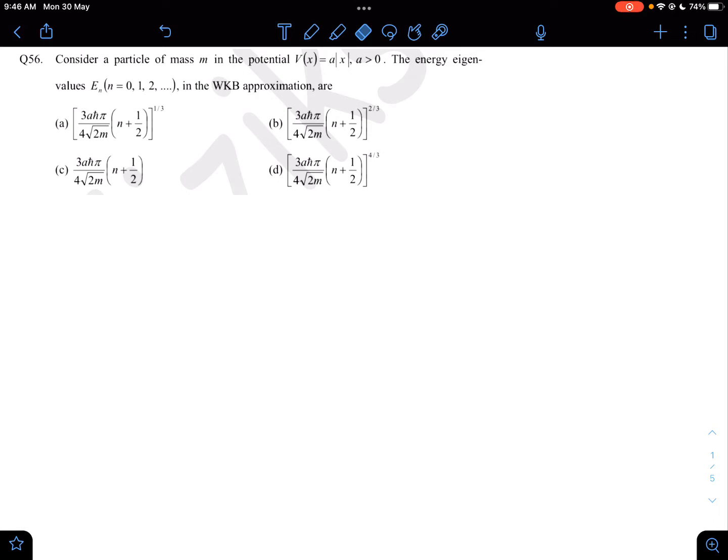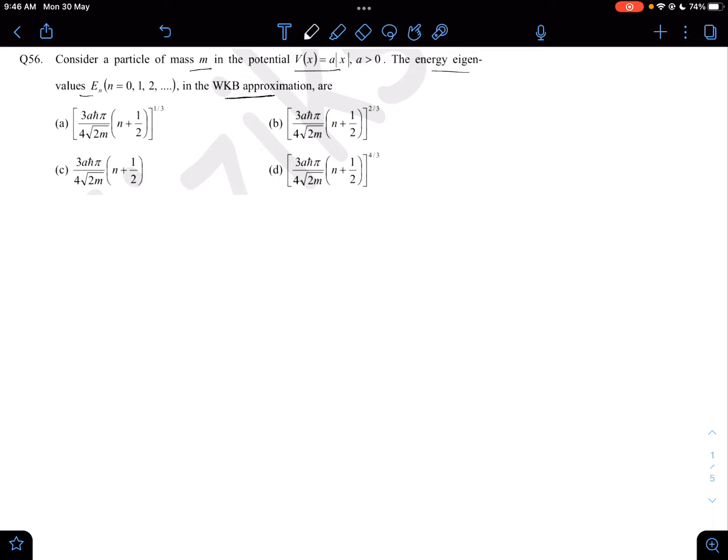So in this lecture series again we are going to solve some problems. So this is our first problem. It states that we have a particle of mass m and it is in the potential of this kind. We have to find the energy eigenvalues according to the WKB approximation.